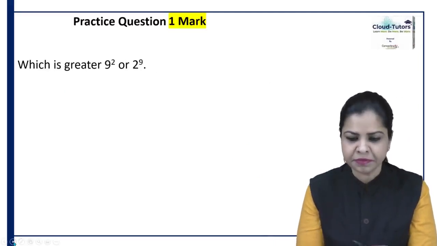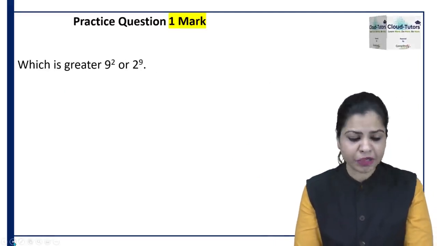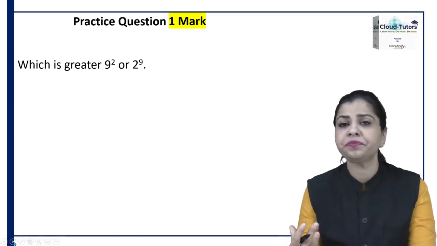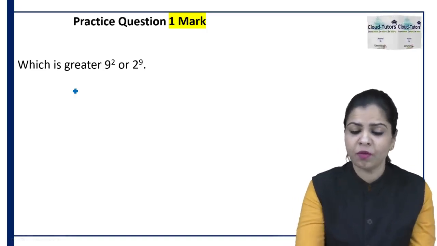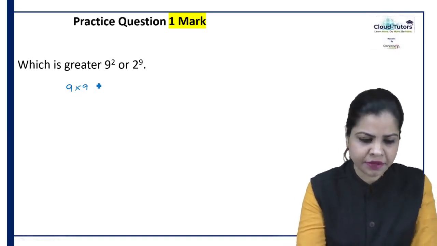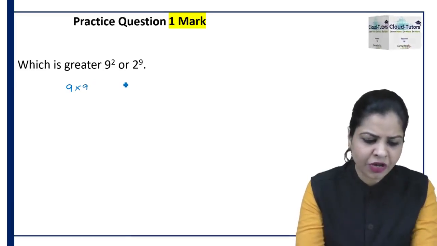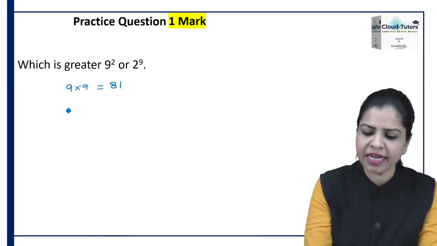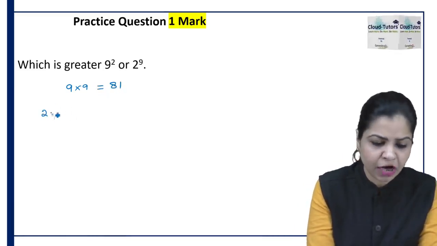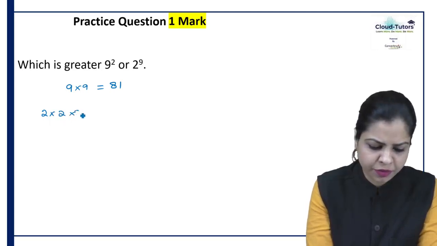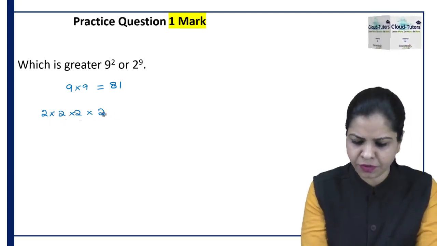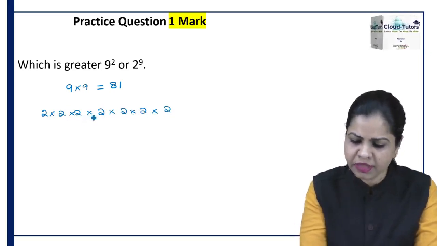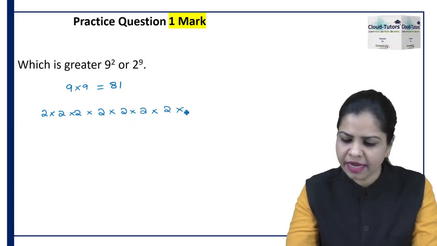Let's see the next. Which is greater, 9 power 2 or 2 power 9? So how do we know which is greater here? What is 9 into 9? It is 81, right? 9 into 9 is 81. Whereas 2 power 9 is nothing but 2 into 2 into 2 into 2. How many 2's? 1, 2, 3, 4, 5, 6, 7, 8 and 9.